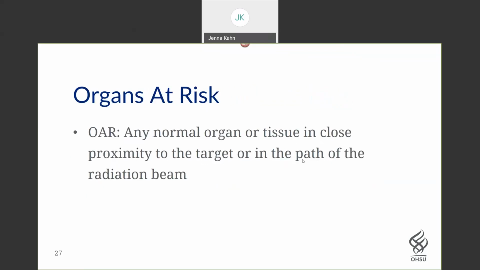Organs at risk are called OARs. That's any normal organ or tissue in close proximity to the target or in the path of the radiation beam. And so we contour those separately and make sure that we have specific dose constraints to those.